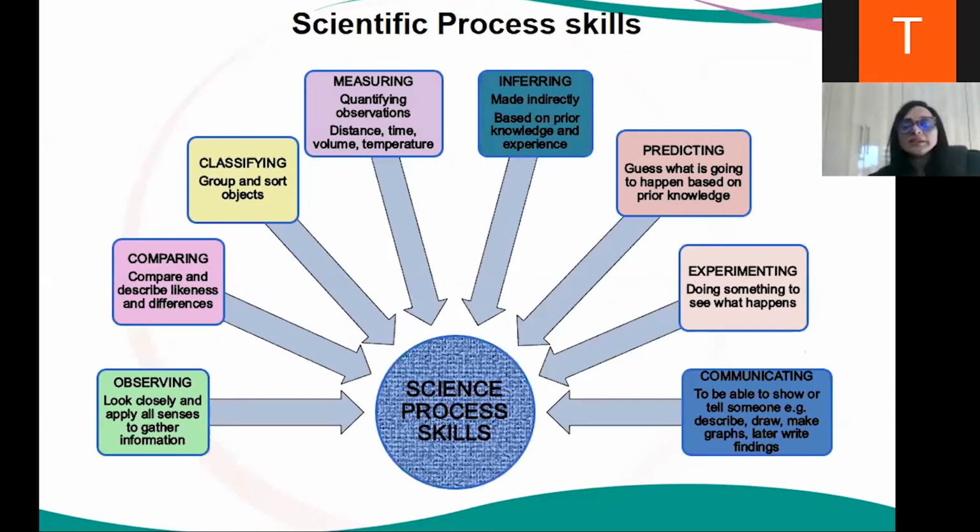Now, as I said to you, there are 8 scientific process skills. And these are the 8 scientific process skills that you can use in your experiment as outcomes. Observing: to look closely and to apply all senses to gather information. So almost every experiment will involve the children observing. The next process skill is comparing: compare and describe likenesses and differences. That's an easy one that can be involved in every experiment.